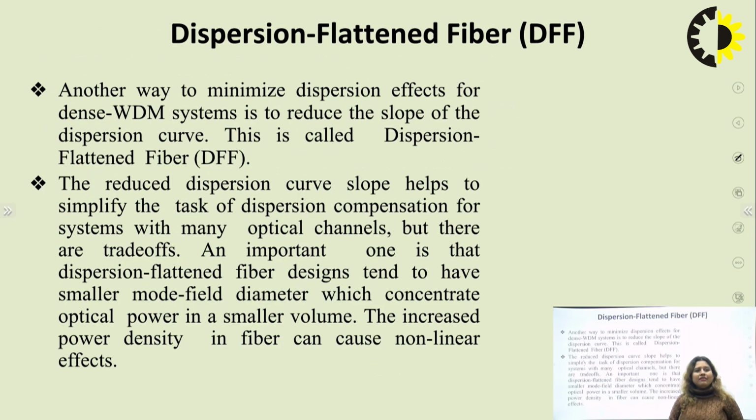Next we have another category called dispersion flattened fibers. Another way to minimize dispersion effects for dense WDM, that is wavelength division multiplexing systems, is to reduce the slope of the dispersion curve. This is called a dispersion flattened fiber. For a particular range of wavelengths, the dispersion is flattened here.